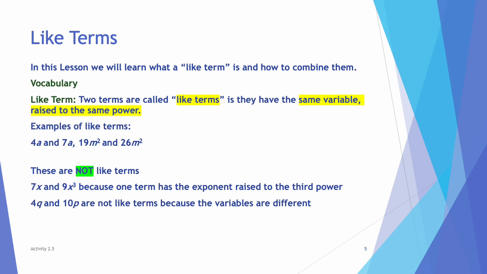Now let's get into the lesson, which is about like terms. Two terms are called like terms if they have the same variable raised to the same power. Some examples of like terms are 4a and 7a, and 19m squared and 26m squared. Those are like terms. These are not like terms. 7x plus 9x cubed are not like terms because one has an exponent raised to the third power, and 4q and 10p are not like terms because the variables are different.